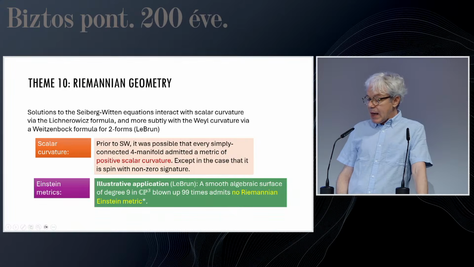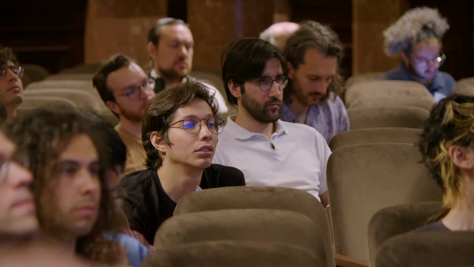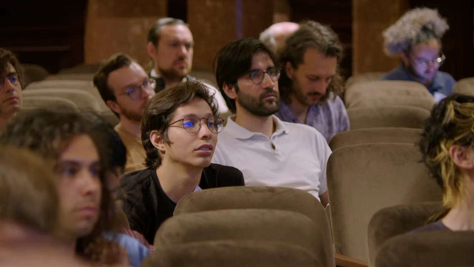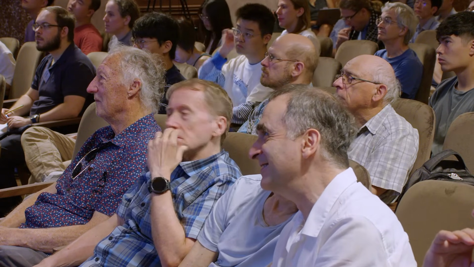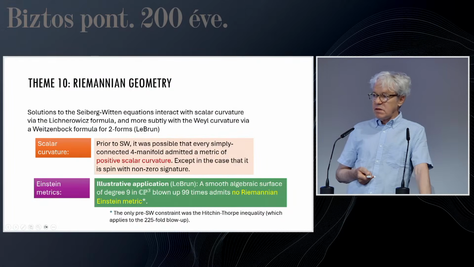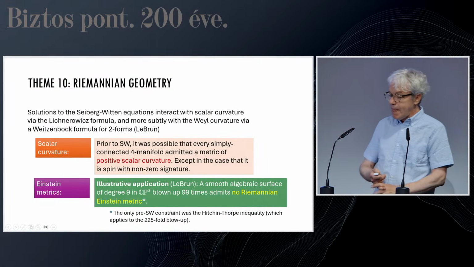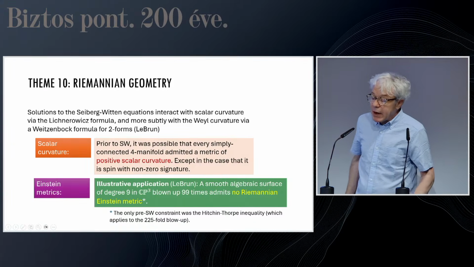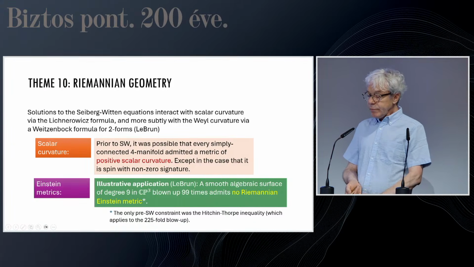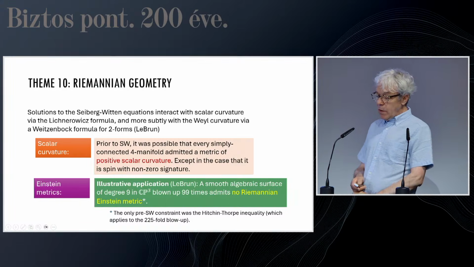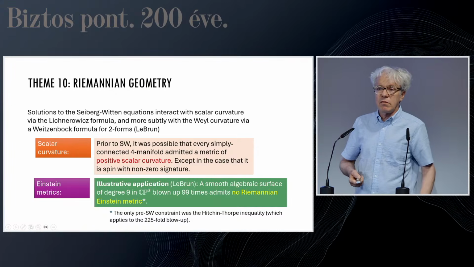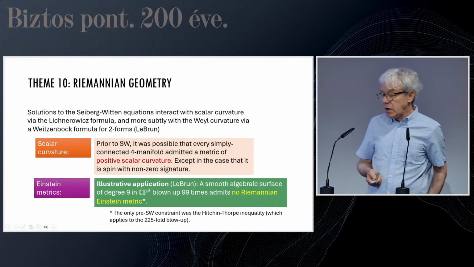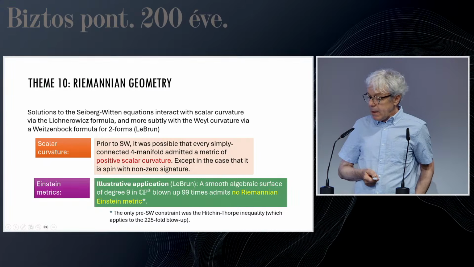Einstein metrics: this is an application, an illustrative example of LeBrun's work. Take a nice algebraic surface, degree 9 in CP3, blow it up 99 times. LeBrun says there's no Riemannian Einstein metric on that. We're not talking about Kähler-Einstein here. This is not Kähler geometry. It's just a four-manifold satisfying the Einstein condition. It was previously known that you have to blow it up 225 times to contradict the Hitchin-Thorpe inequality, which is the only known obstruction otherwise.